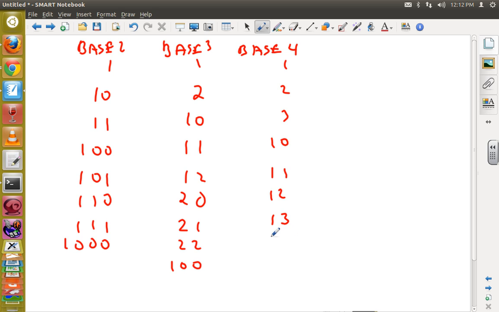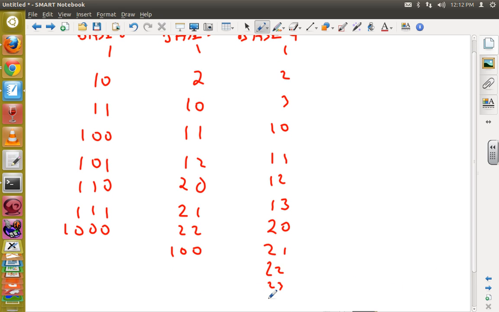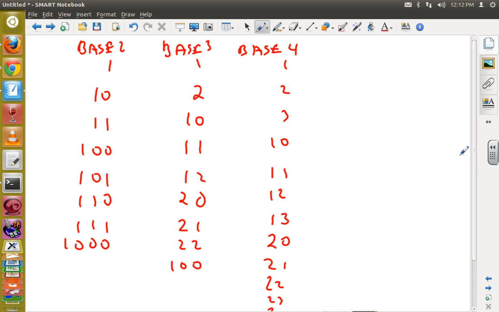So add 1 and you get 20, because you have a 2. The digits here are 0, 1, 2, and 3. The digits here are 0, 1, and 2. All right, add 1. 21. Add 1. Add 1. Add 1. 30. Okay, so you get the idea? All right, there you go.